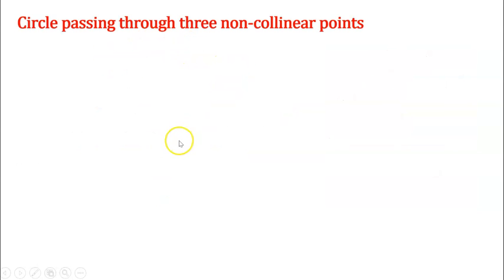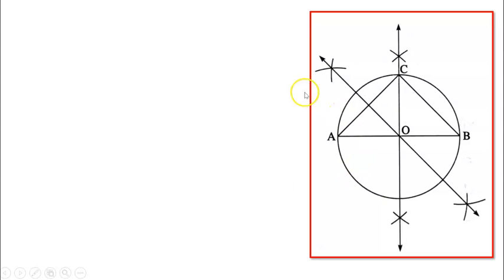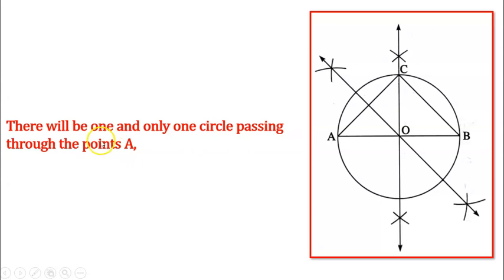Now next, circle passing through three non-collinear points. Now see this here. A, B, C are three non-collinear points. If you join AB, BC and AC, and draw the perpendicular bisectors of any two sides of this triangle, they intersect at the point O. If you take O as the center and OA as the radius, then there is a single circle which passes through all these three non-collinear points, and therefore there will be only one circle passing through the points A, B, C.